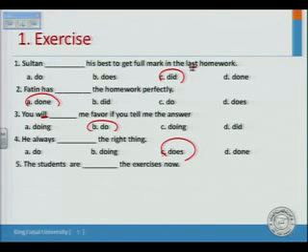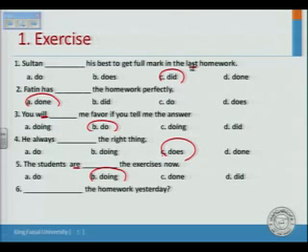Number 5: The students are, you see, are the exercises now. The students are. Even if we don't have now, because we have are, we expect the verb to be ing. So the students are doing. Yeah? Okay.